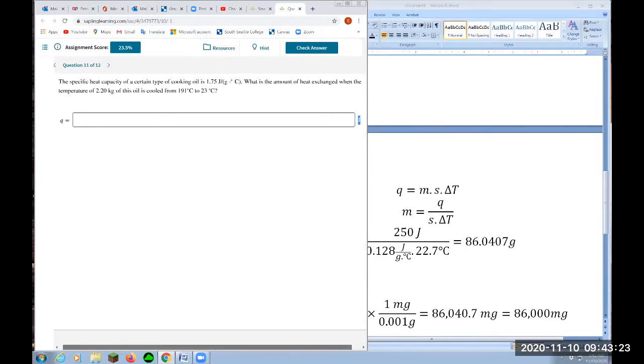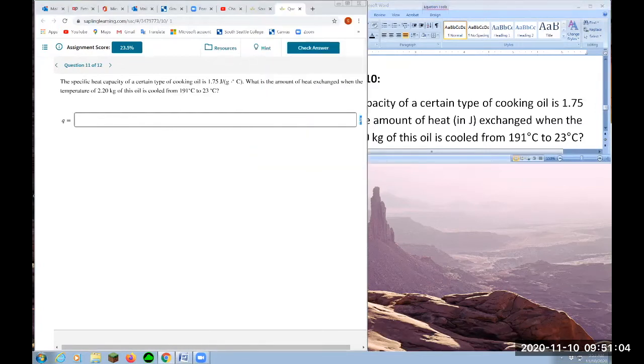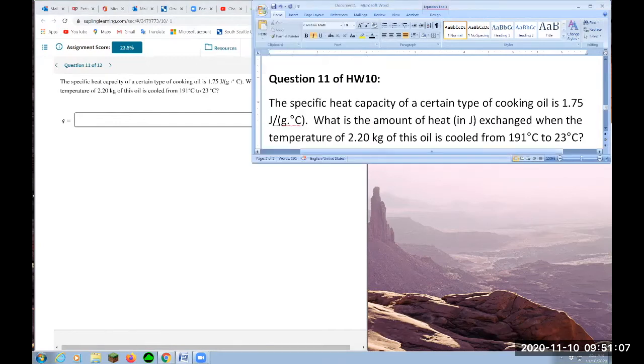So let's rewrite this in the Word document. Okay, so I have rewritten the question in Word. The specific heat capacity of a certain type of cooking oil is 1.75 joules per gram and per degree. What is the amount of heat? So it's in joules because the answer here is expected in joules. What is the amount of heat exchanged when the temperature of 2.20 kilograms of this oil is cooled from 191 degrees Celsius to 23 degrees Celsius?